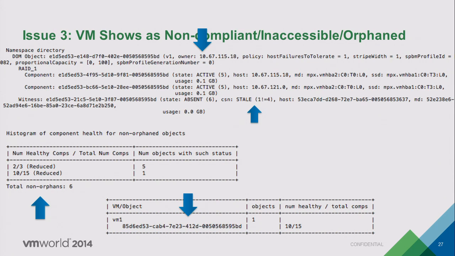Also, the object status report is shown at the bottom, where we see that we have some objects that are reduced, and we see them as 2 out of 3 or 10 out of 15 components and how many they are, so we get an overview of the different objects and how they are doing right now.